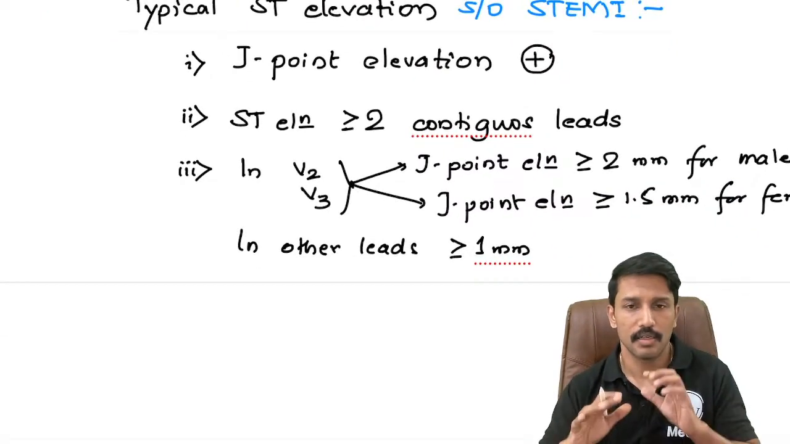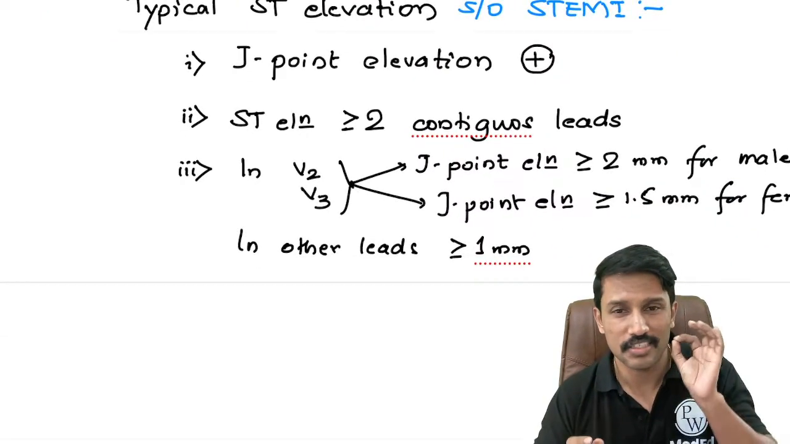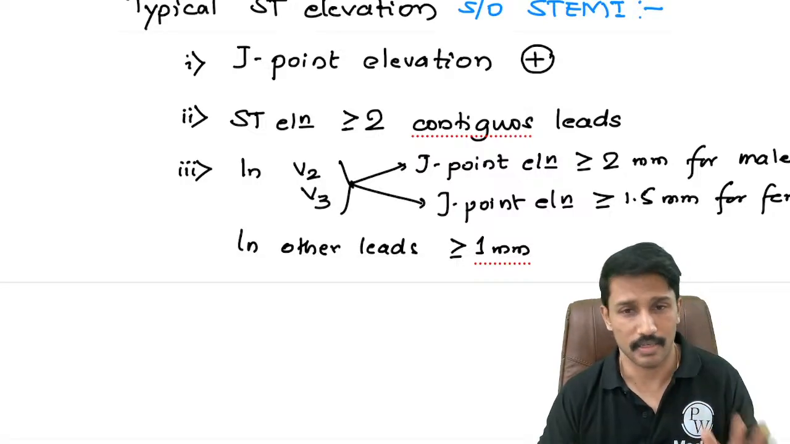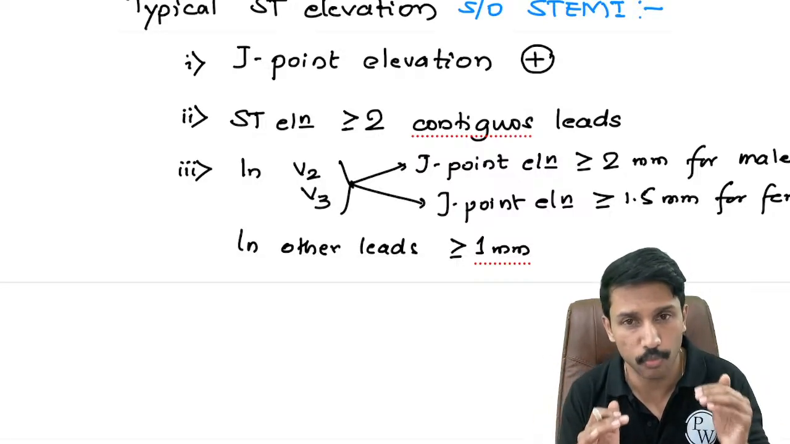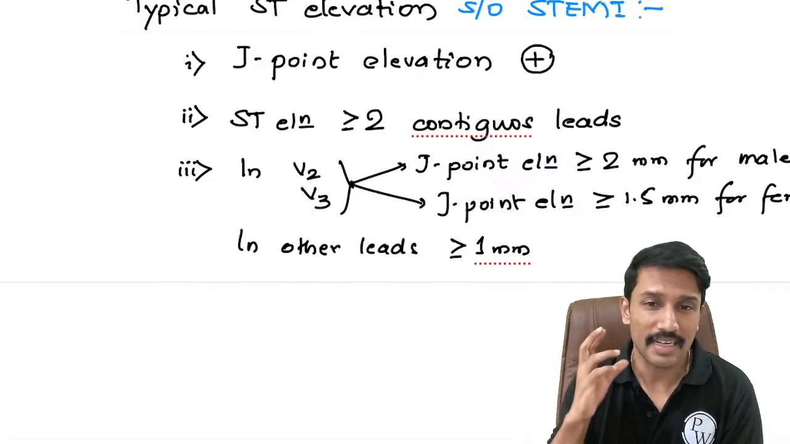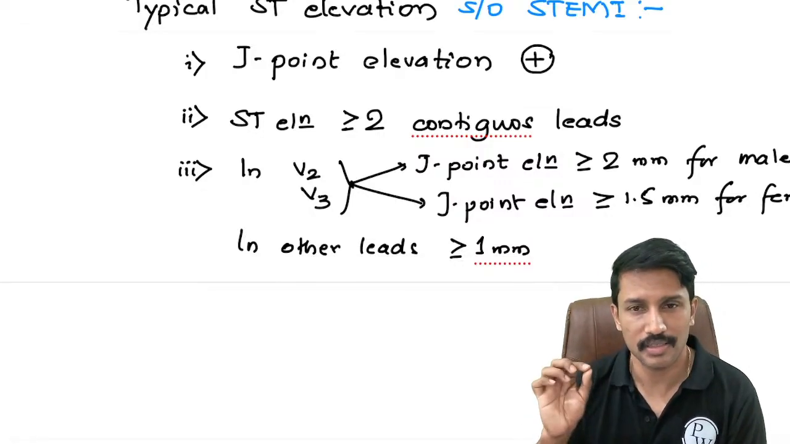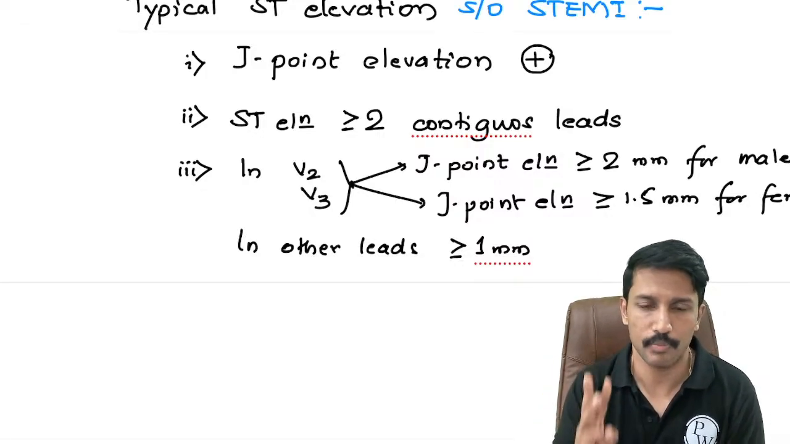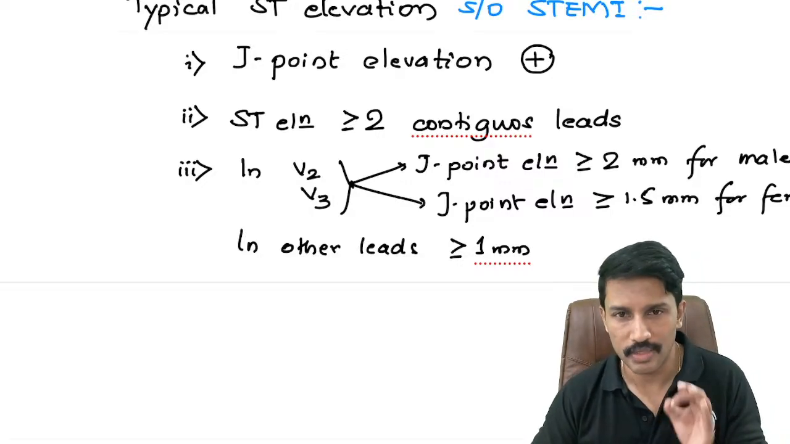To summarize again, to call it typical ST elevation, what do I need? J point should not be on the baseline. Whatever leads I am seeing ST elevation in, the J point should be elevated. Number 2, I should find ST elevation in at least 2 leads which are representing the same part of the heart. Then number 3, V2 and V3 leads.